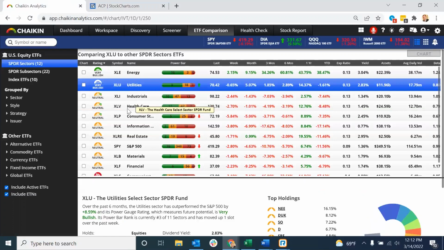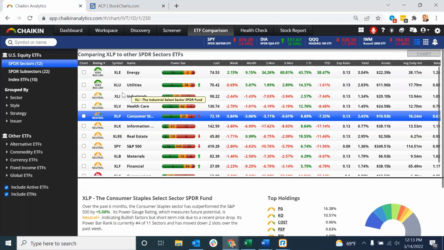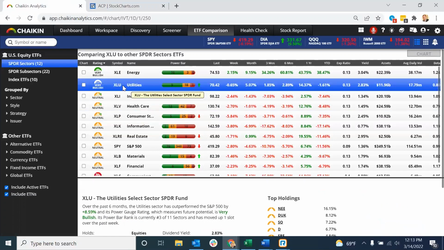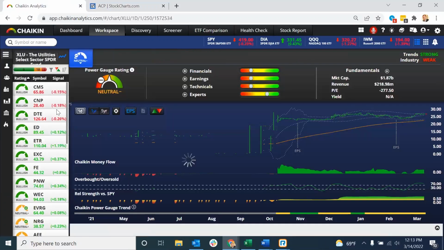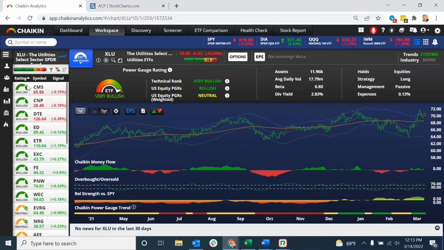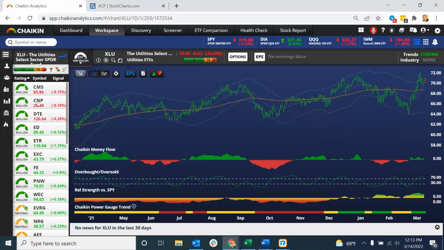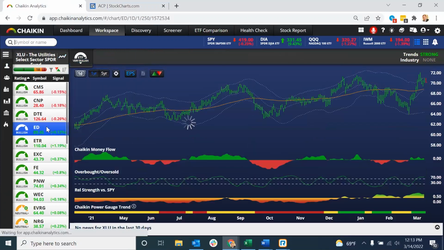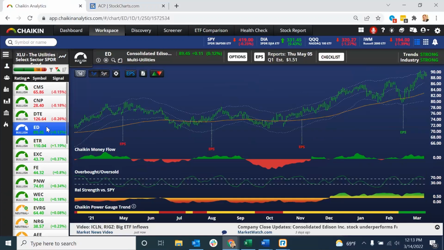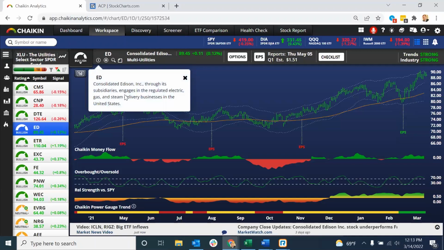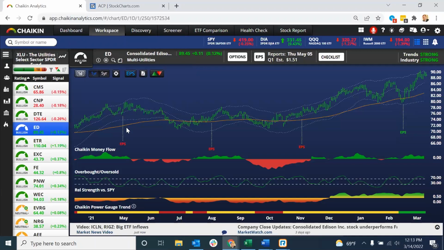Utilities, healthcare, and staples. Okay, so let's take a look at utilities. If I double click this, I could pull in some names on the utility sector here, and I can see exactly what's happening on the ETF, right? And then I can go through and look at names like Con Ed, a Newark Metropolitan type utility, right?